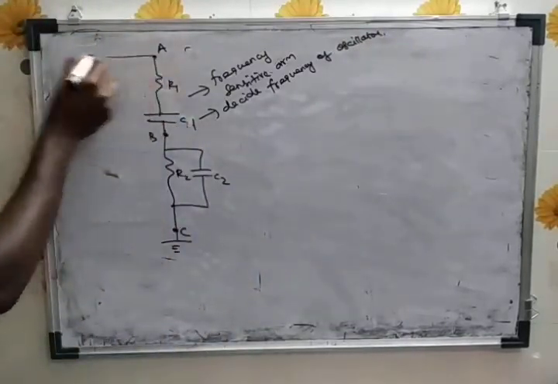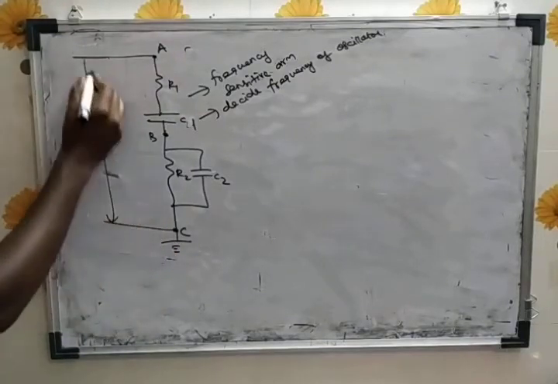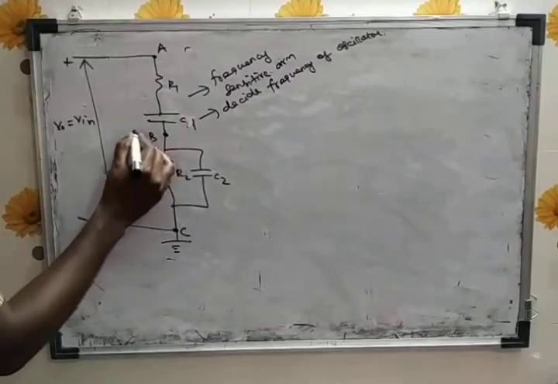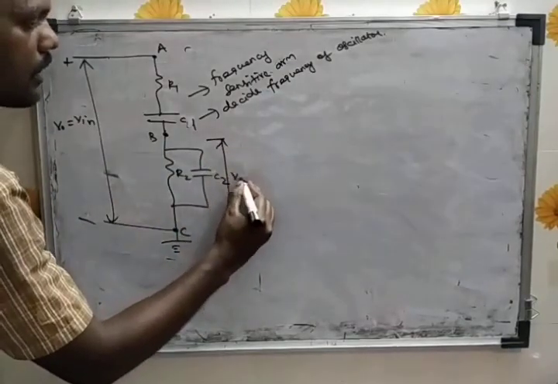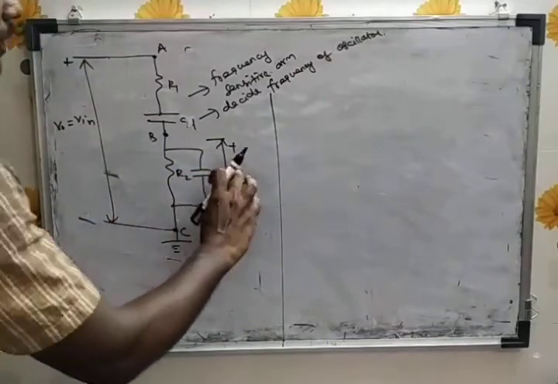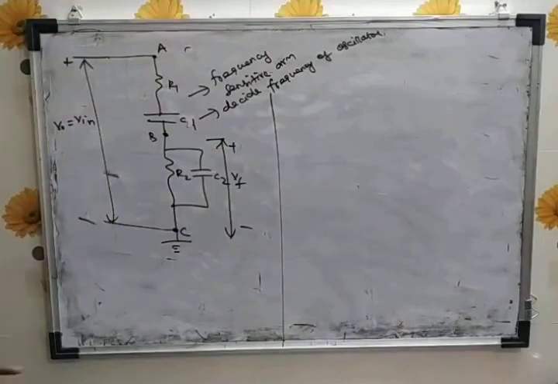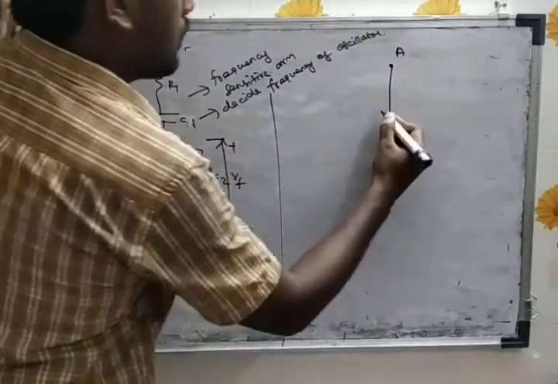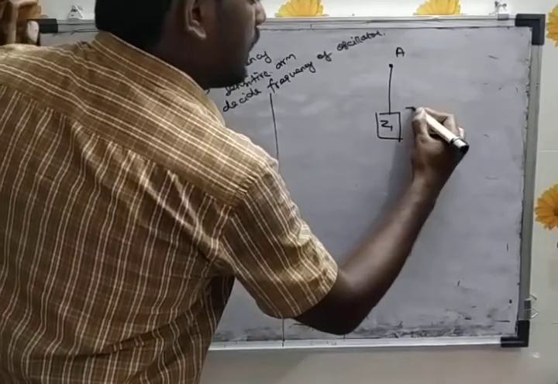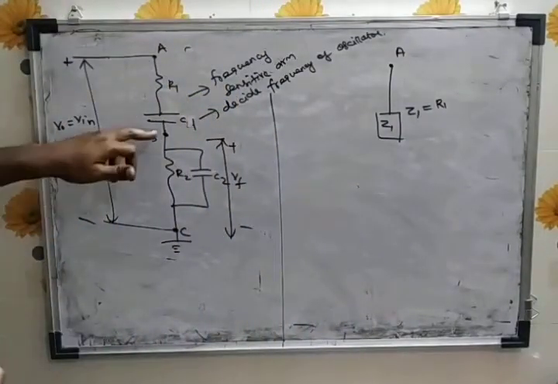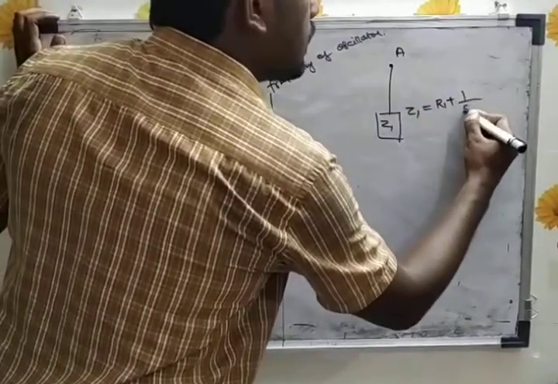So from the circuit we are giving feedback input here. We are taking the feedback input, that is V0 equals V in, and the feedback value Vf is taken across B and C. So from this circuit we can write Vf, and we can further simplify this circuit by Z1, where Z1 is equal to R1 in series with 1 by SC1.